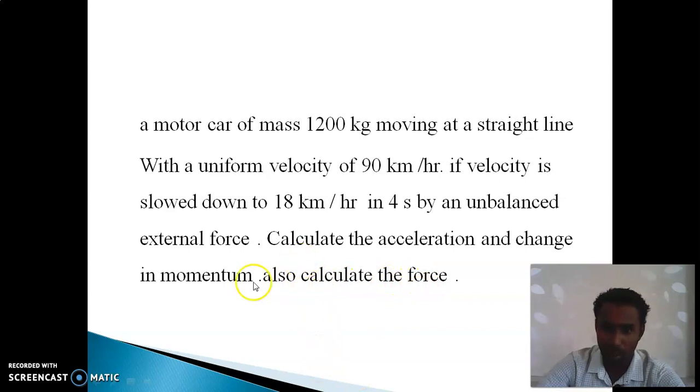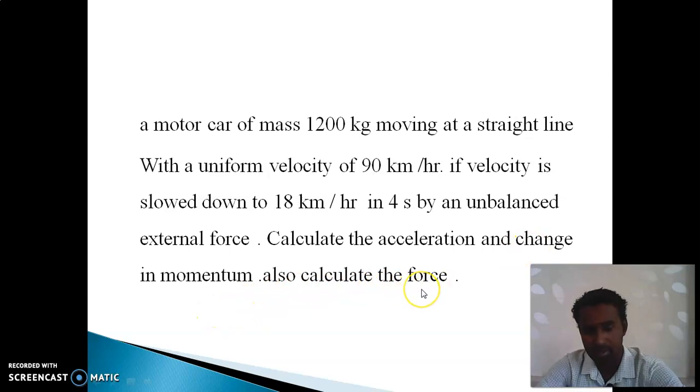So what are the things they have asked? Acceleration they asked, then change in momentum they asked, and calculate the force they asked. So shall we go and see the solution? Are you ready? Okay.